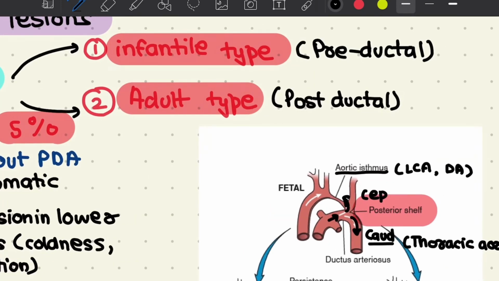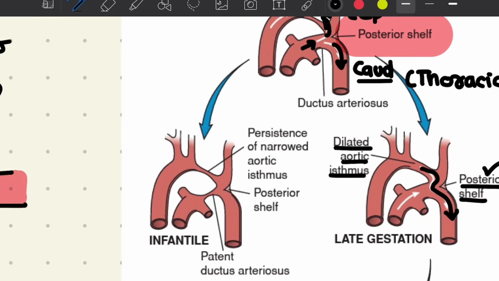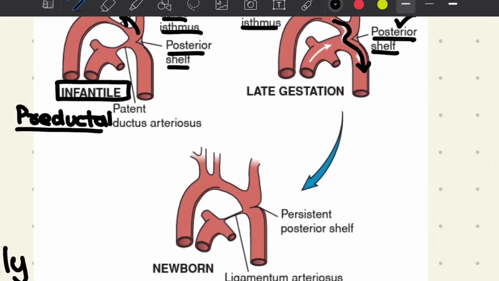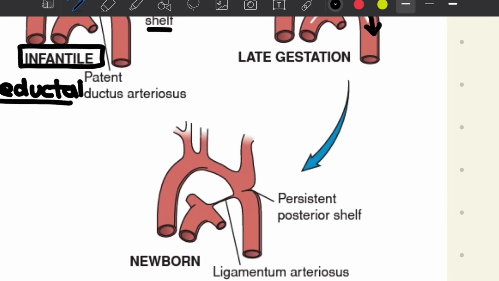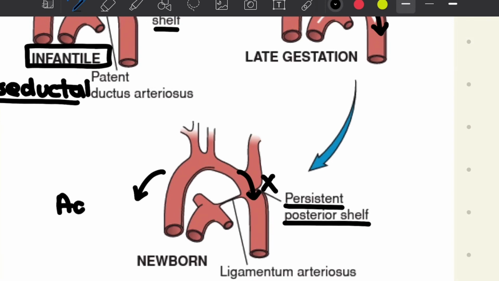Pathogenesis between the infantile type and the adult type results from two distinct lesions. If, due to any reason, we have a persistence of a narrowed aortic isthmus, we get something known as the infantile type, or the preductal type of coarctation of the aorta. For some reason, we also get a situation in which the posterior shelf does not undergo involution. In those cases, we get a persistent posterior shelf, which serves as the obstruction to the flow of the aorta. So that is responsible for the adult type of coarctation of the aorta.